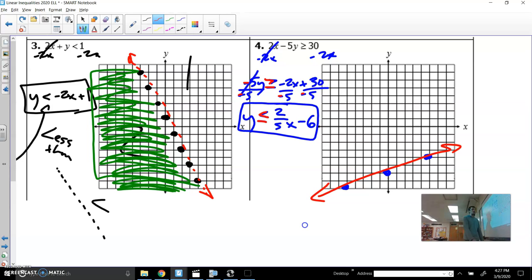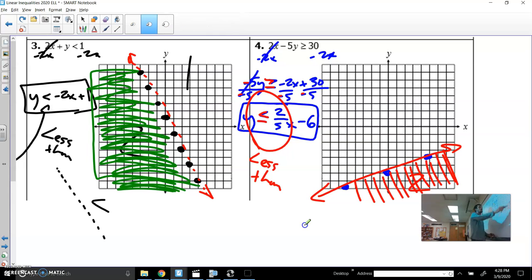So now we have to ask ourselves, should I shade above that line, region 1, or below that line, region 2? Well, it depends. Is this a less than or greater than symbol? For this one, that is a less than. So number 2 would be below the line.